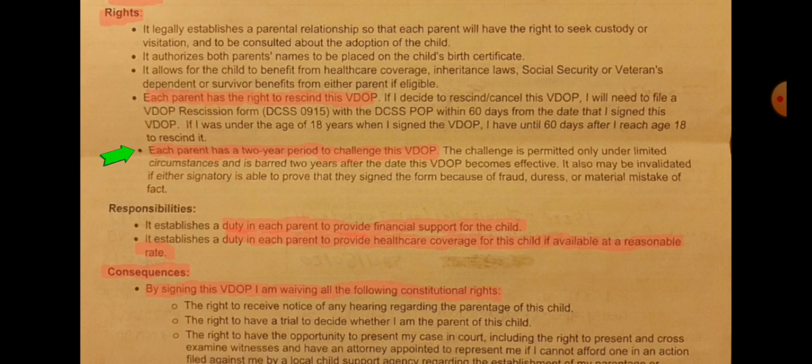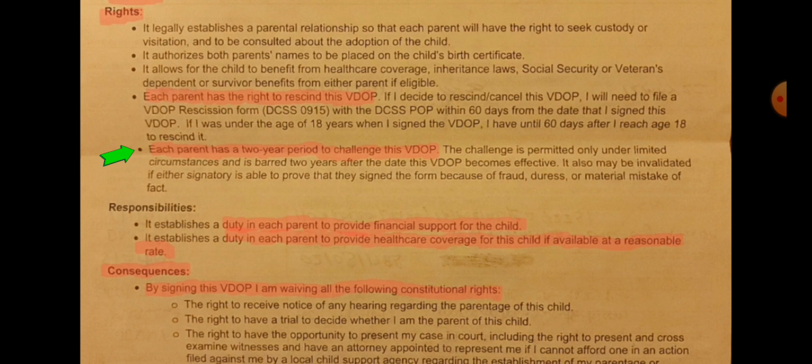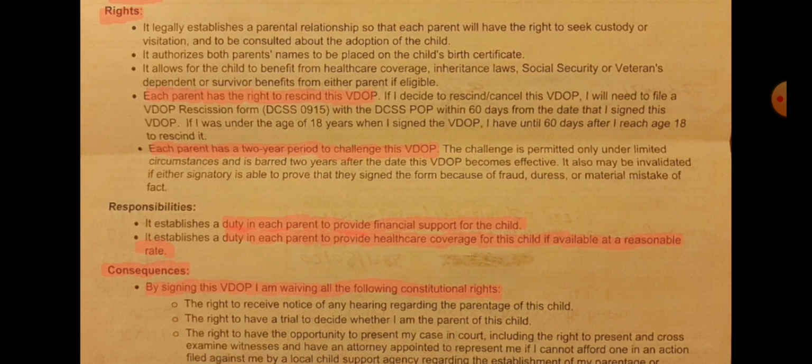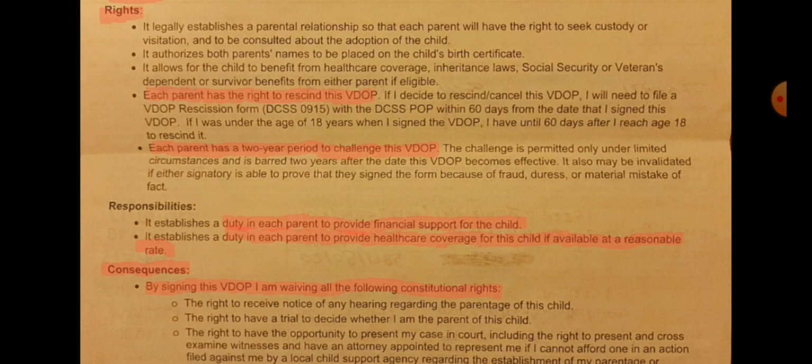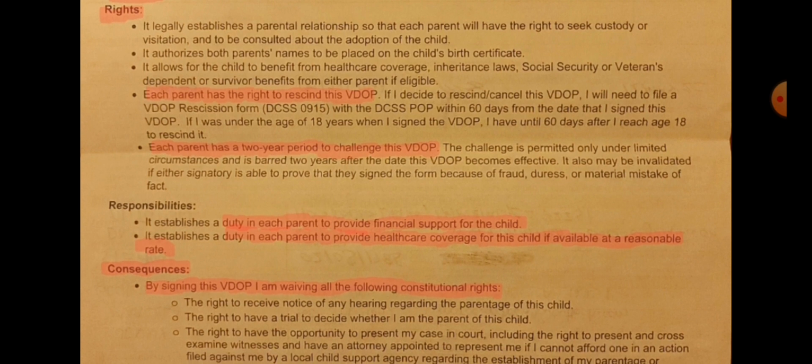Then the fifth bullet point states, again highlighted in red, each parent has a 2-year period to challenge this VDOP. Then it reads, the challenge is permitted only under limited circumstances and is barred 2 years after the date this VDOP becomes effective. It also may be invalidated. So again, guys, look at that term, invalidated.